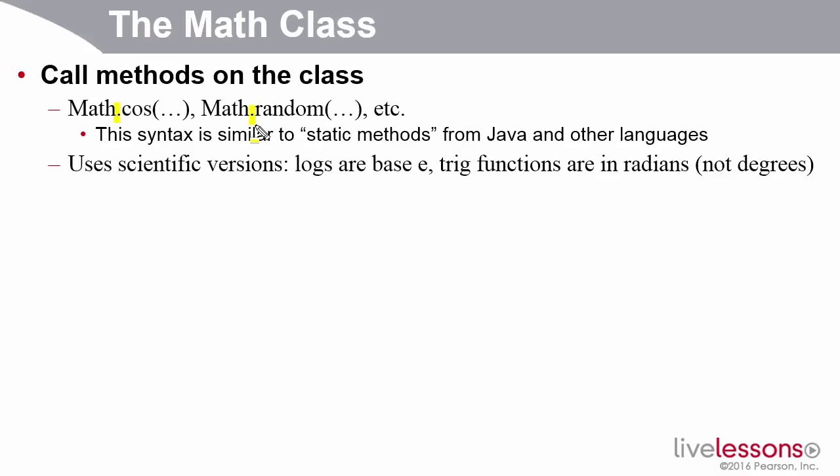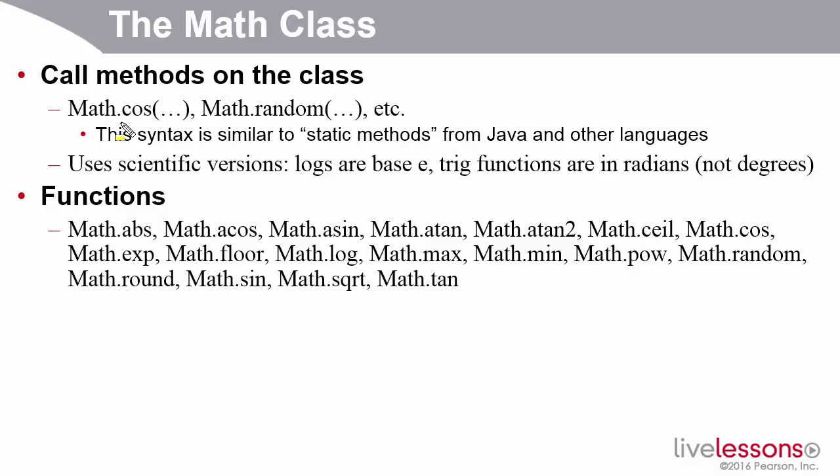If you've done real object-oriented programming languages like C# and Java, you may be used to calling these static methods. It's the same basic idea. The first thing to note is you say Math dot, whatever the method name is. The second thing to note is that this uses the scientific versions. So the logs by default are base e, and the trig functions like sine and cosine are in radians, not in degrees.